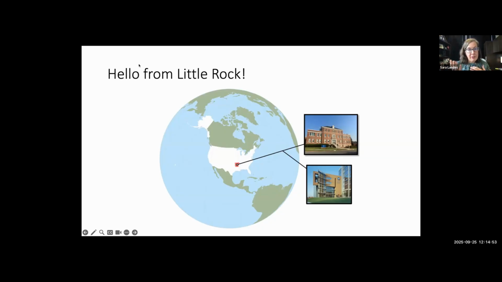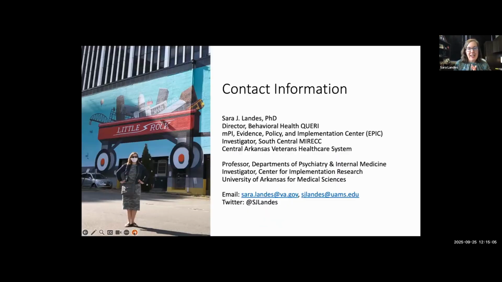I'm actually in neither of those beautiful buildings on the screen. They've moved us again, and I haven't updated yet. Our building now is not that cute, so I didn't update the pictures, but that's where I'm physically at. I work at the Department of Veterans Affairs here in Little Rock. I direct our Behavioral Health Quality Enhancement Research Initiative, or QUERI. And at UAMS, the University of Arkansas for Medical Sciences, I'm part of our Center for Implementation Research.